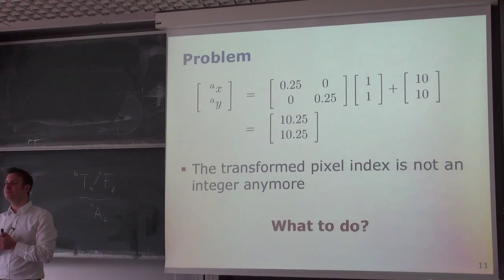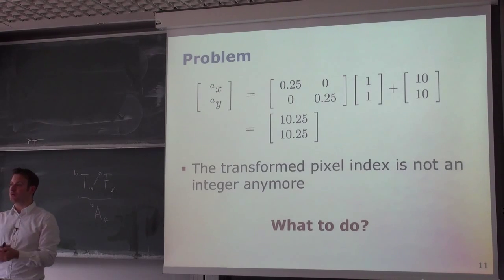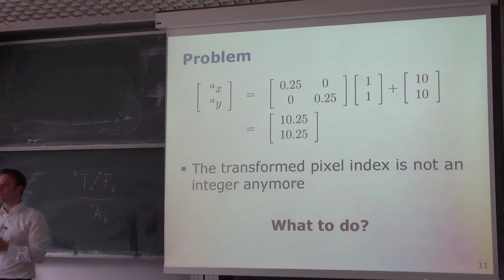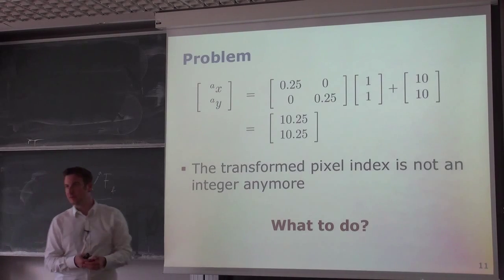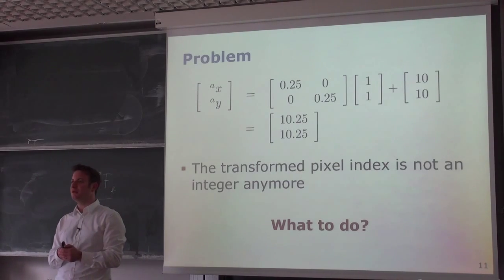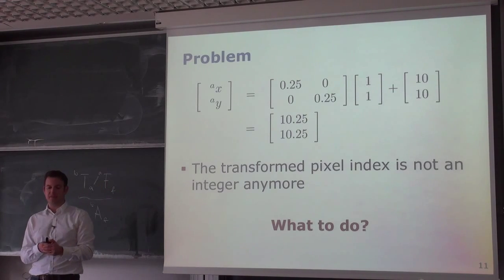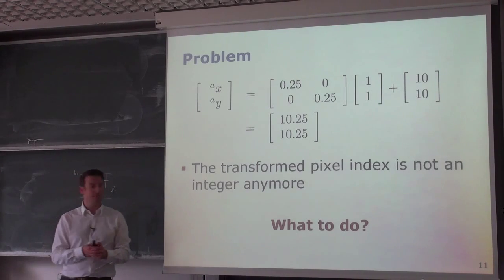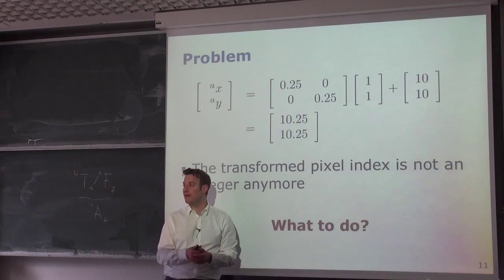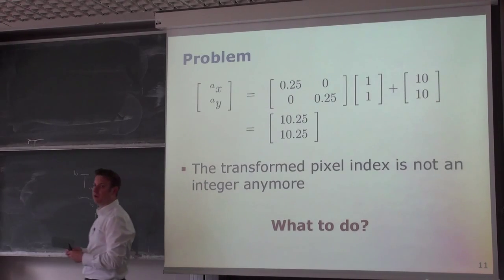So what to do? What should we do? I said I want to generate an image A which has a quarter of the size of the original image B and it's shifted by 10 pixels in X and in Y direction. That is my constraint to you, and I give you the input image B, and I want you to provide me this image A. So what can we do if we have such a problem?